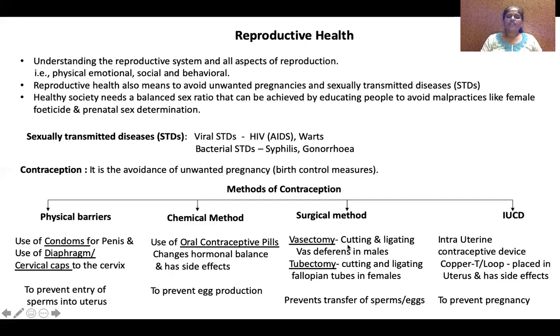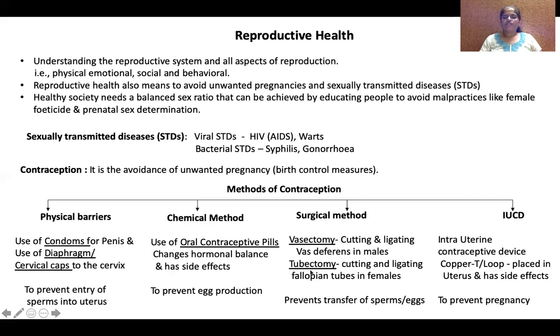Okay. Third is the surgical method. If we decide we don't want kids, then we can undergo these surgical methods. What are surgical methods? Vasectomy. We know the vas deferens are the sperm ducts that carry sperms from the testis to the penis. Vasectomy means cutting the vas deferens on both sides. Both the vas deferens are cut and ligated. They tie it, or seize and burn it, so that sperms will not be passed into the penis.